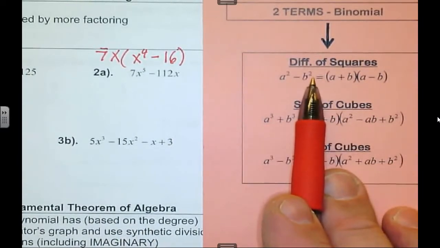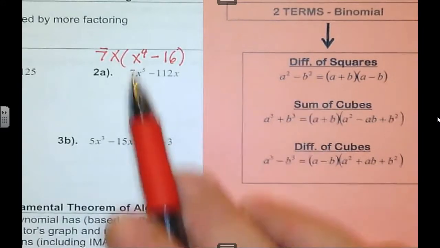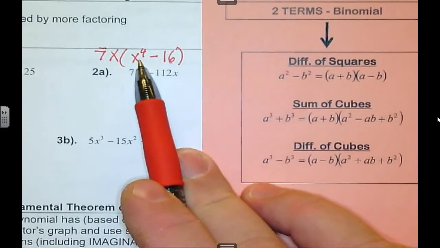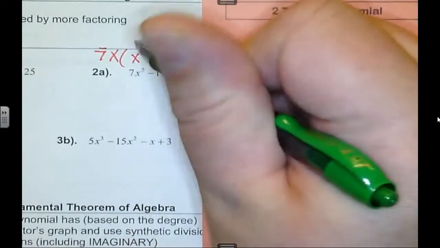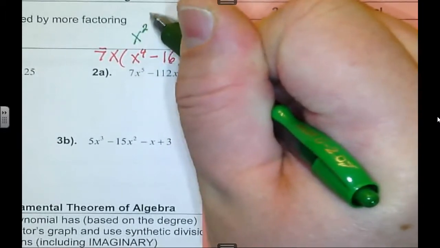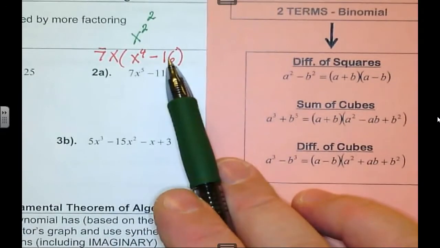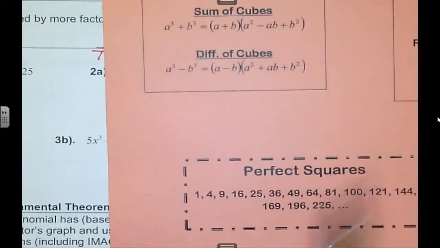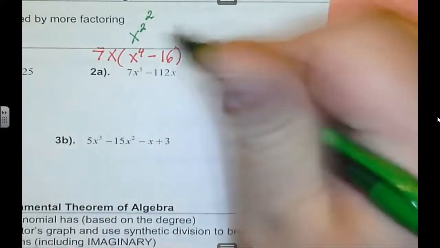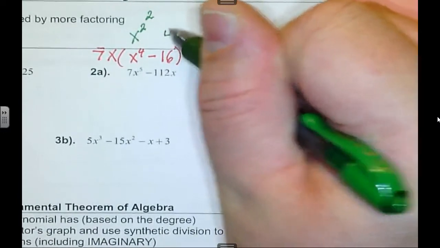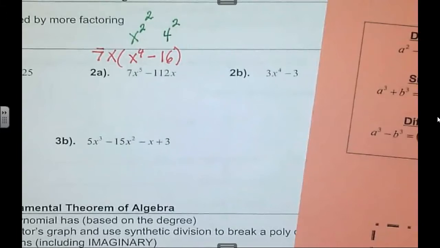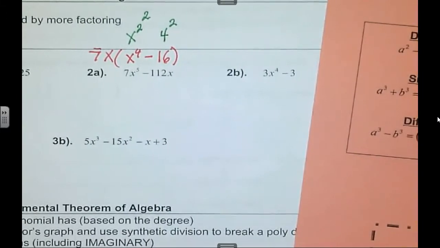Is it a difference of squares? Is x to the 4th a square? Can I write it as a square? How? x to the 2nd, squared. I can write that as a square. Yeah. Okay, what about 16? Is that a square? Well, if I look down at my perfect squares here, hey, look, 16 is a perfect square. Okay, how do I write 16 as a square? That's right, 4 squared. Okay, now, what's my A?